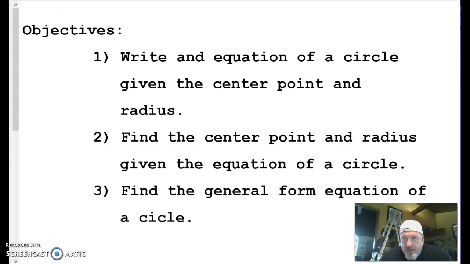Our objectives today, first two not too bad. Write an equation of a circle given the center point and radius. That's something we've done before. Or find the center point and radius given the equation of a circle. The third one's going to be a little harder. That's finding the general form of an equation. We'll talk about where that derives from. And then we'll talk about how to do that, which generally involves completing the square, which we know how to do but haven't done for a while.